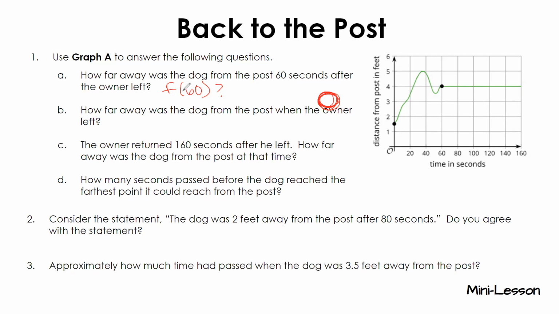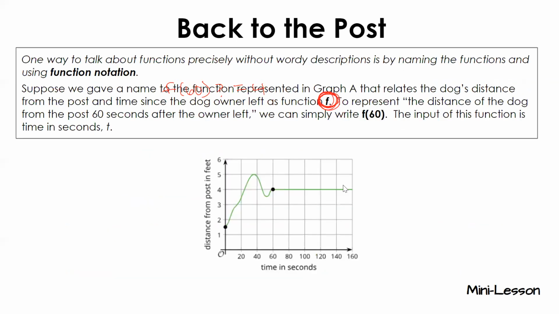Okay, now what was the answer to part A? What was the answer to part A? 4 feet, right? So if I ask you, what is f of 60? You would tell me 4. Does that make sense? Yes, no? Okay. Now, the input is what we put inside the parentheses. So 60 is the input.